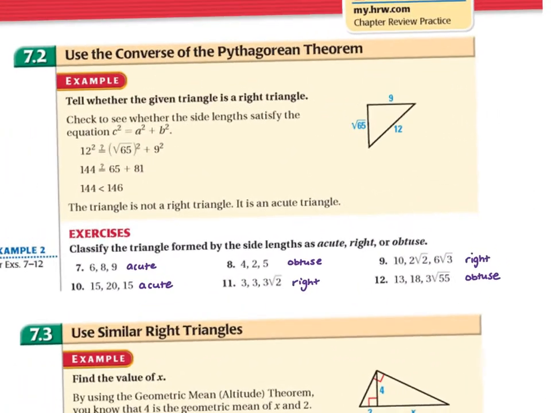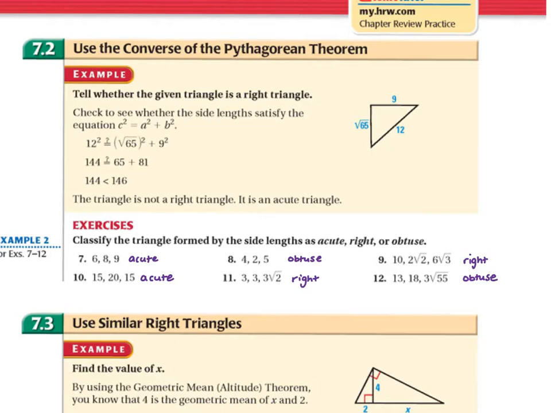Okay, then came 7-2, which is your converse. Remember that you have to check to make sure that they make a triangle first. If it was something like 6 and 3 and 9, it wouldn't make a triangle. So you want to make sure you check those first. And then all of these were classified: 7 acute, 8 obtuse, 9 right, 10 acute, 11 right, and 12 obtuse.